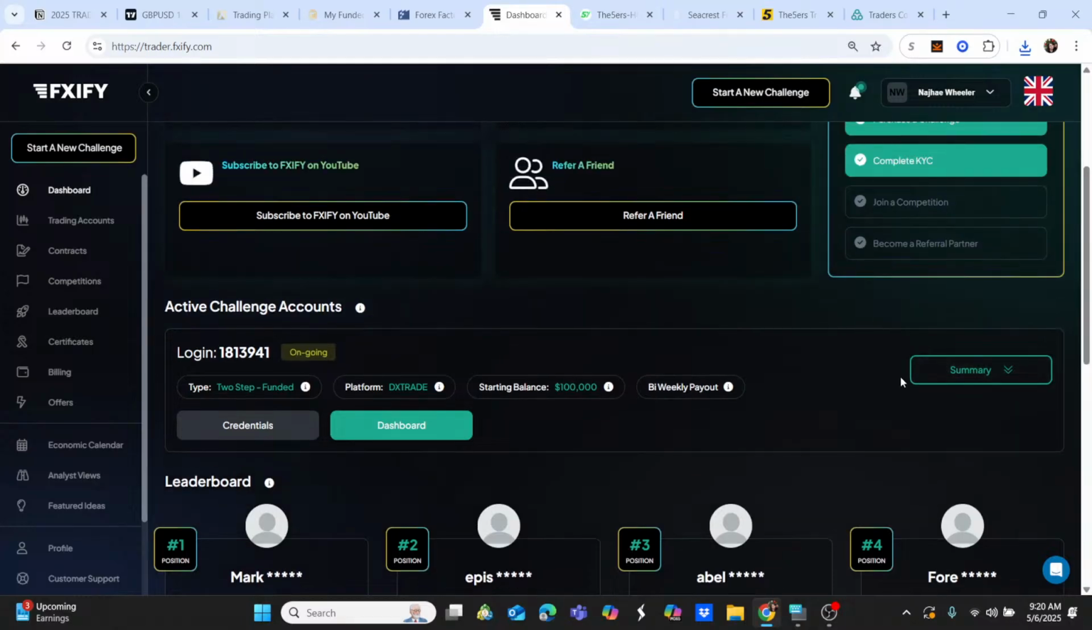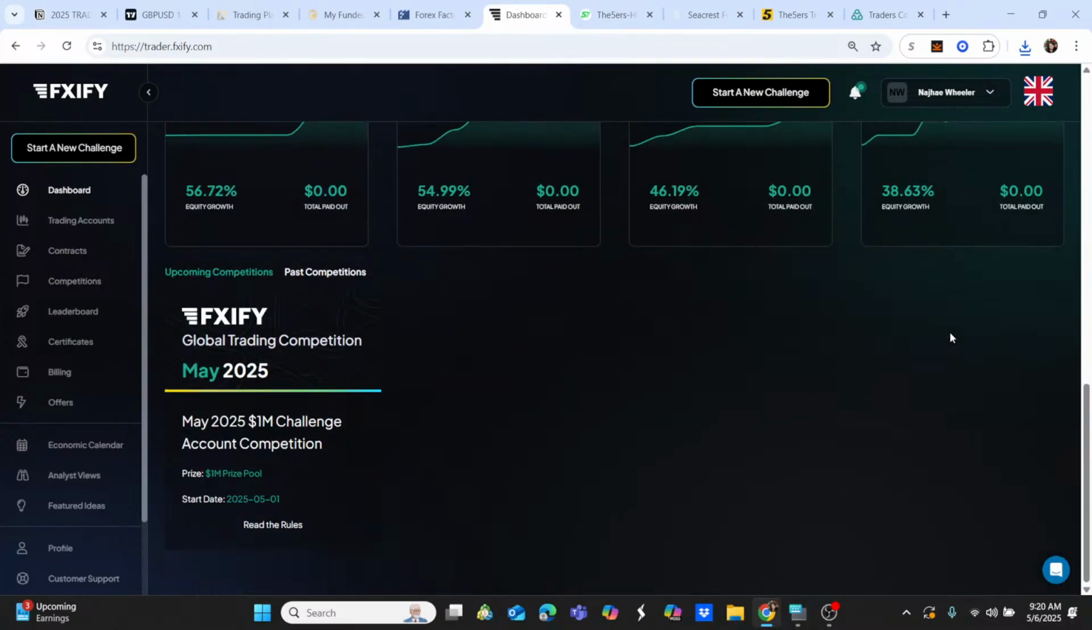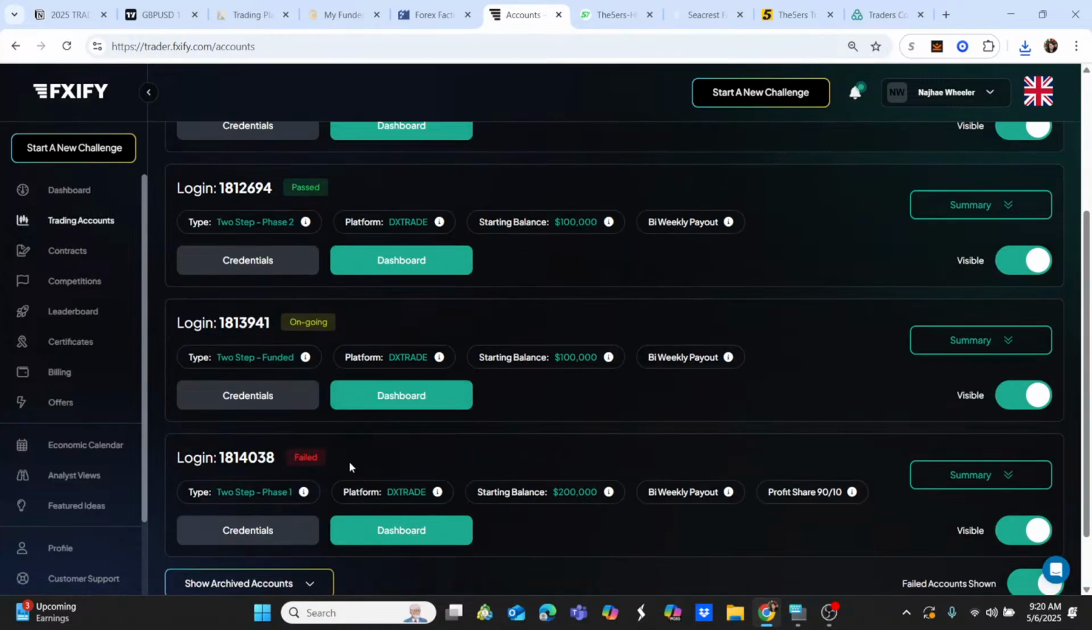Active accounts. How do you see the failed accounts? There you go. All right, so as you can see right here, I ended up failing the FXify 200K account. We still have 300K left of challenges to take. We're on phase 2 on one of the 100Ks. The other two 100Ks: one is in profit by 0.60%, the other one is in a small drawdown. So yeah.